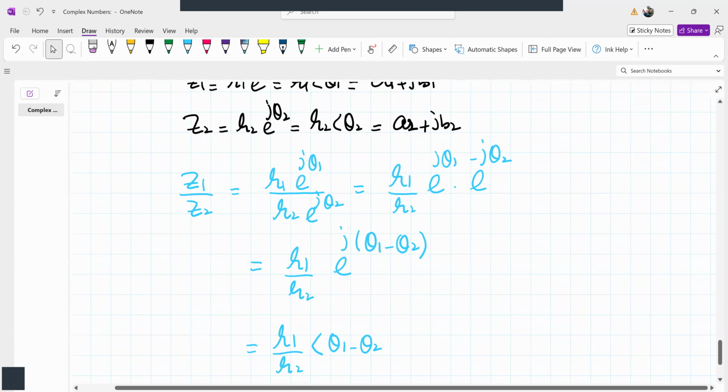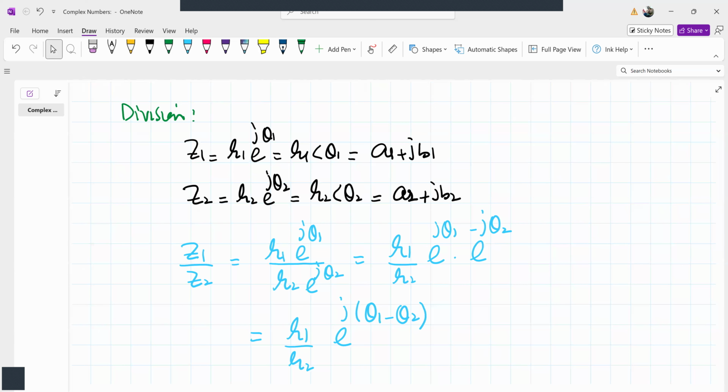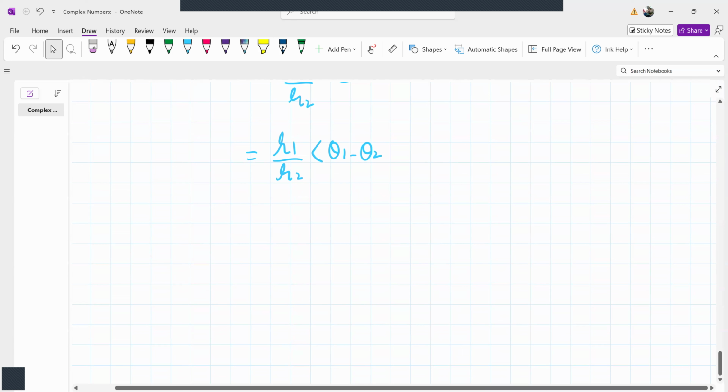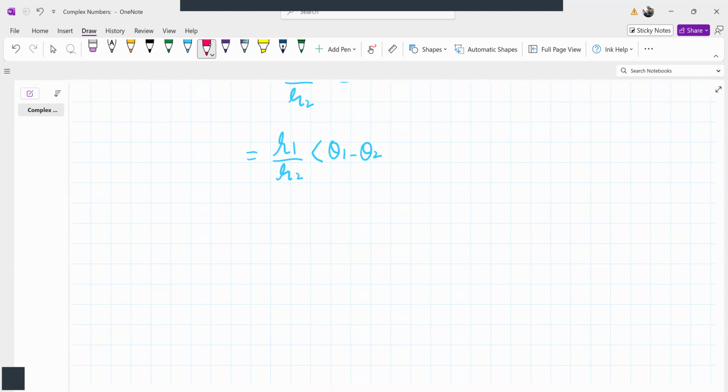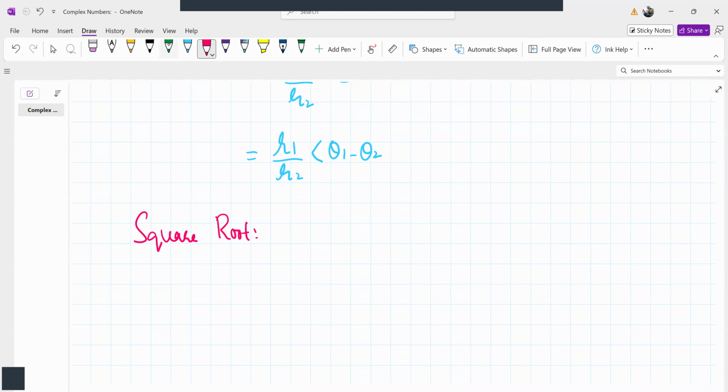We can also do the division in rectangular form, but there will be more calculations involved, because then we have to do rationalization. I will not do that part, so we'll leave it here. Now one more operation: if we have to take the square root of a complex number. How do we calculate the square root of a complex number?